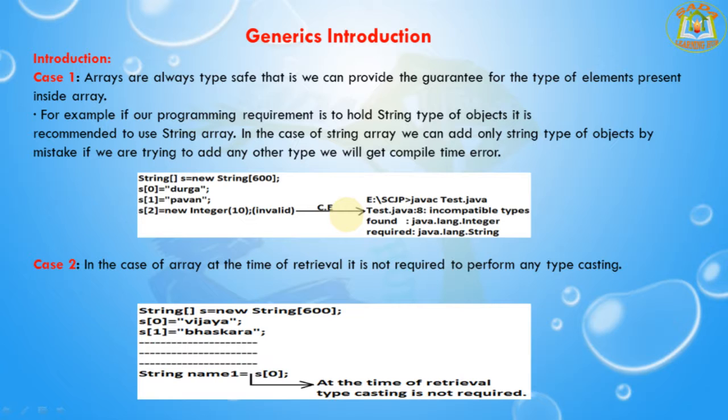Next, case number 2. We can always provide the guarantee for the type of elements present inside an array, and hence arrays are type safe to use with respect to type. But collections are not type safe. That is, we can't provide any guarantee for the type of elements present inside the collection. For example, if our programming requirement is to hold only string type of objects, it is never recommended to go for the ArrayList. By mistake, if we try to add any other type, we won't get any compile time error, but the program may fail at runtime.